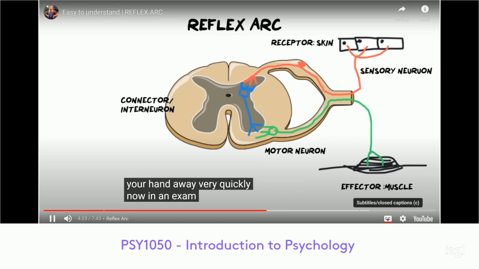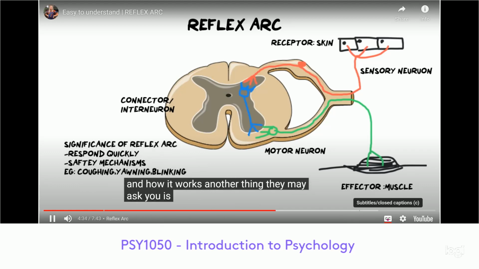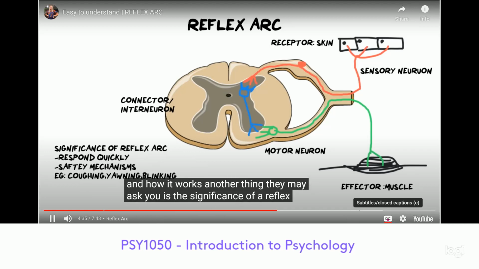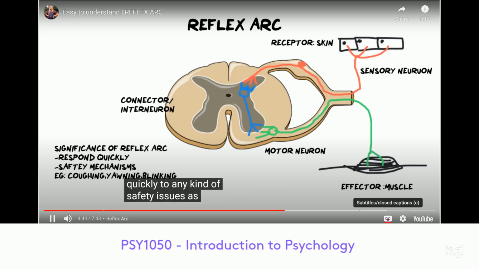Now, in an exam, you need to be able to explain what I have just said, and it's generally a describing question. You're going to describe a reflex arc and how it works. Another thing they may ask you is the significance of a reflex arc, like why does it happen? And the reason is we need to respond quickly to any kind of safety issues. That response is quick because it goes from the stimulus to the spinal cord, and then you respond quickly.